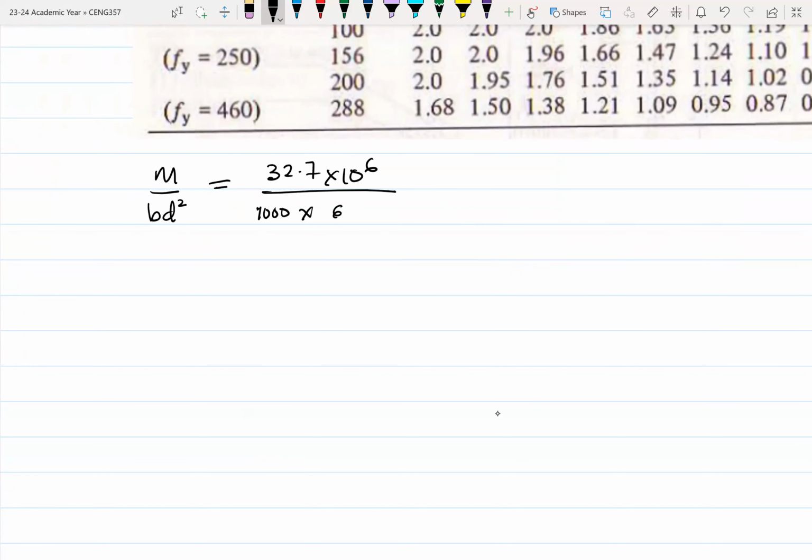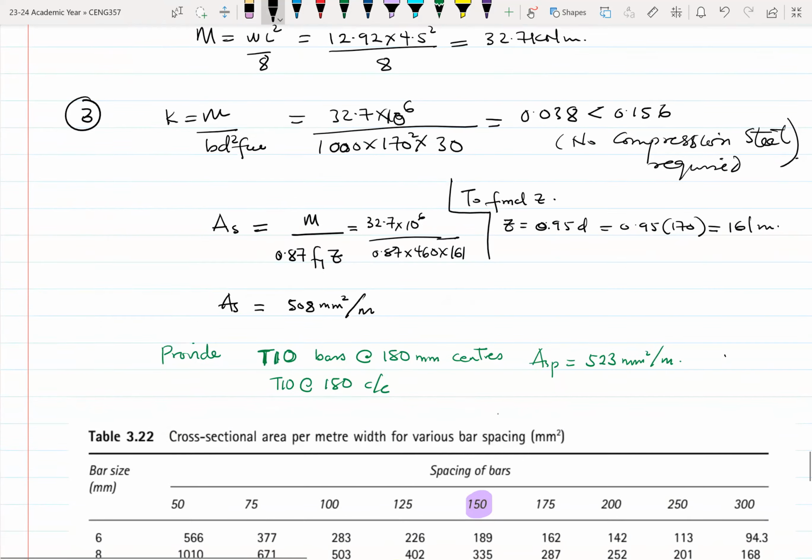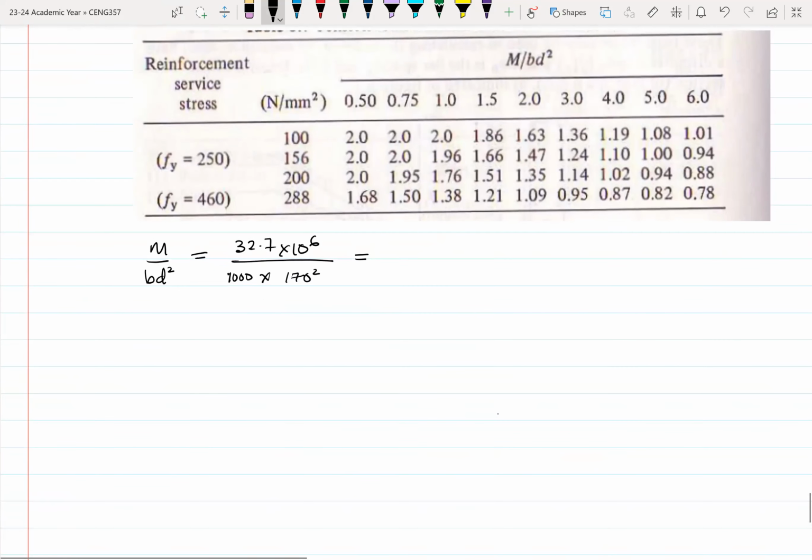So it's 1,000 times, I think I have beams in my head. Times 171.6. What did I write for that one? Okay, times 170 is fine. It's correct. Then let me go back here. All right, so I have that one corrected. So it becomes 1.13. All right, so that's for our M over bd squared.